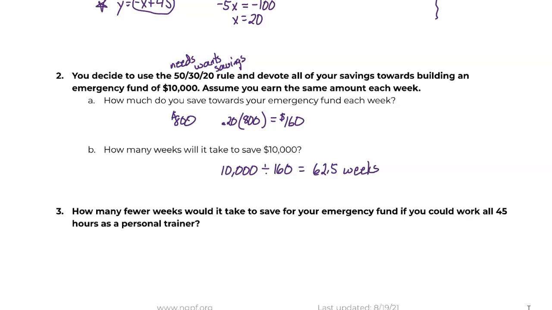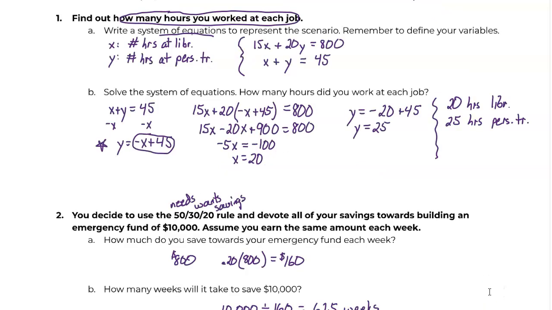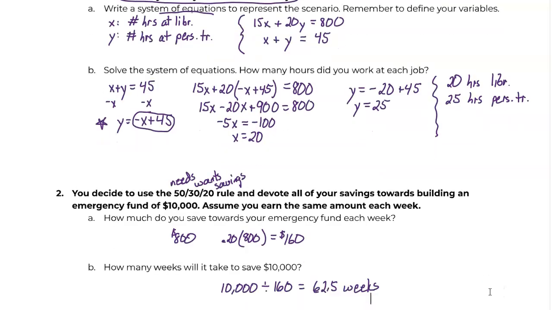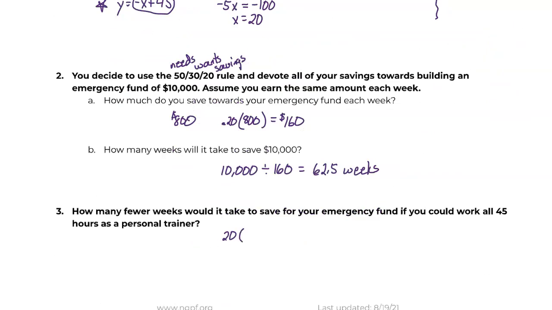Question 3, how many fewer weeks would it take to save for your emergency fund if you could work all 45 hours as the personal trainer? Remember, the personal trainer had a higher hourly wage. The hourly wage for the personal trainer was $20 per hour. 20 times 45 makes $900 in the week.